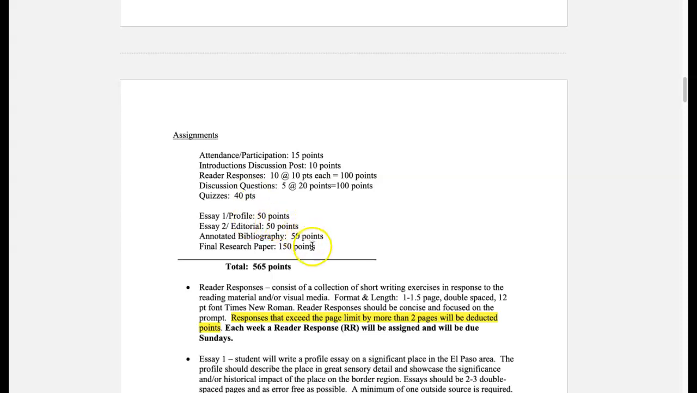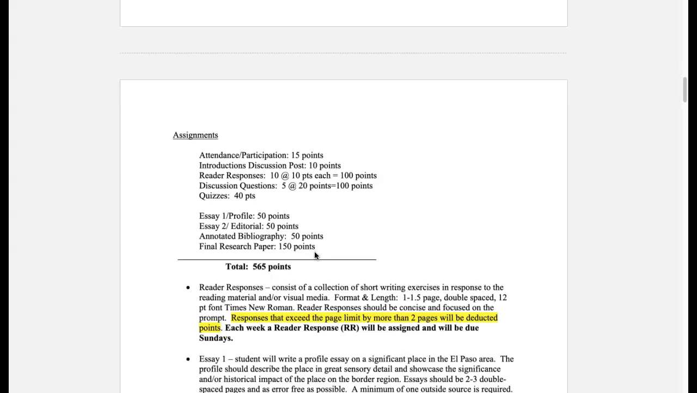So our first essay is going to be a profile essay that focuses on a place along the border. So I know that right now, because of the pandemic, we cannot necessarily visit a lot of these places. So for this essay, you can go ahead and pick a place that you are very familiar with. Like, for example, if you would go to the McGoffin home a lot in El Paso and you're pretty familiar with that, you can go ahead and write about that.